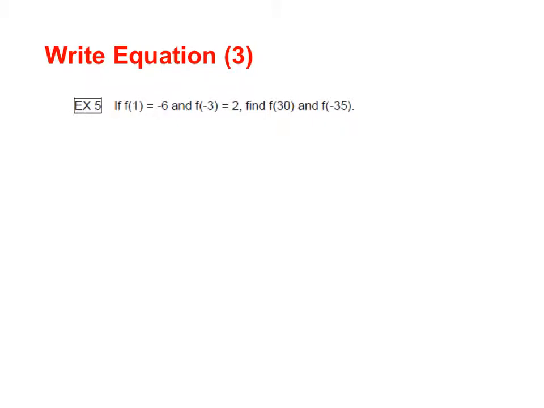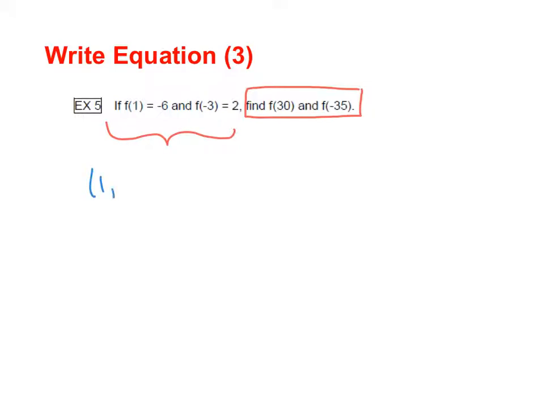So if we have to find these values, that means we need to know what the equation is for this line. And that's why they gave us this initial information. We can use that to write the equation, and once we have our equation, then we can answer this question. So we're going to start the problem out the same way. We're going to write the equation of the line.